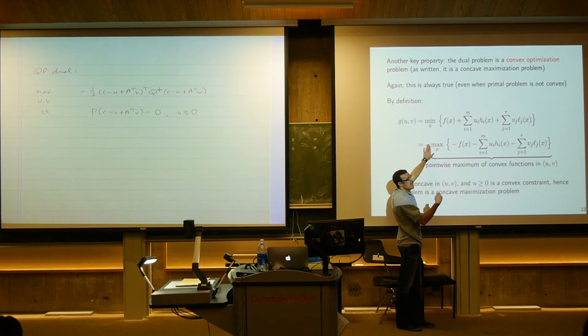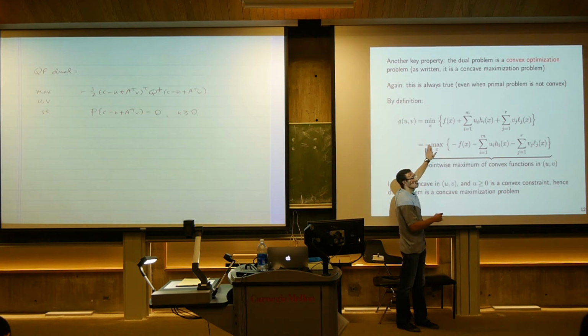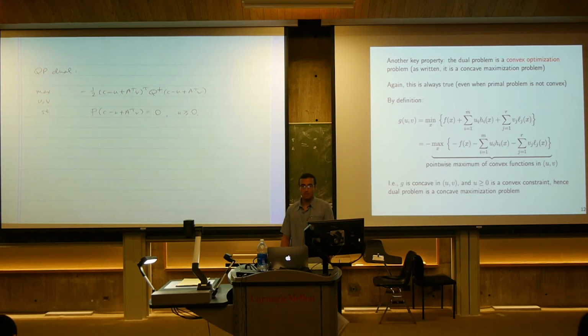And what happens if I maximize over a bunch of affine functions? Well, I get a convex function, because affine functions are convex. We know that maximizing pointwise, for each u and v, a bunch of convex functions still gives me a convex function of u and v. That comes from one of our rules at the very start of the class. This thing is therefore concave in u and v because I had a minus sign out in front the whole time. So that's it: g is concave in u and v. That's a convex constraint, u being greater than or equal to 0. So the dual problem is always a concave maximization problem.